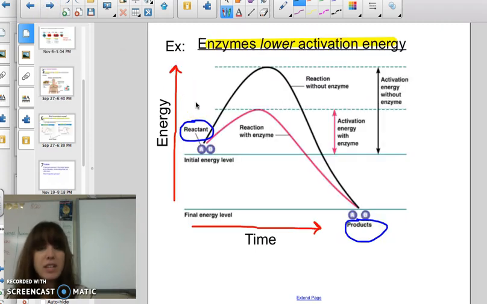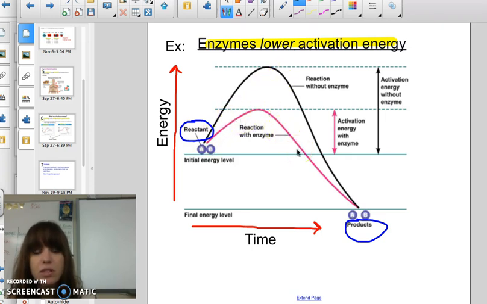So let's take a look at what they do. Here we have two different reactions, one without an enzyme and one with an enzyme. You can see the amount of energy it takes over time to go from the reactants to the products to complete the chemical reaction. It takes a lot more energy to get it going than it does with an enzyme.